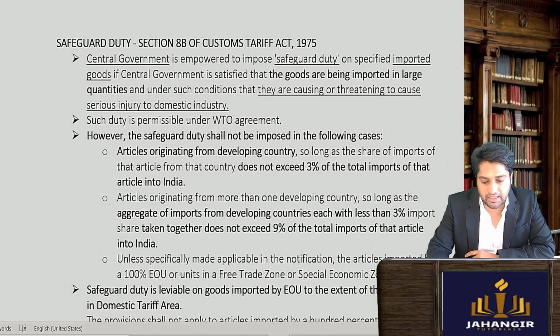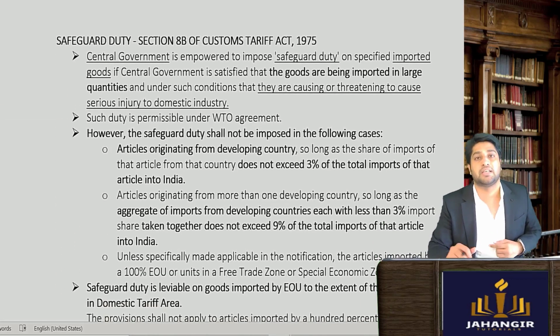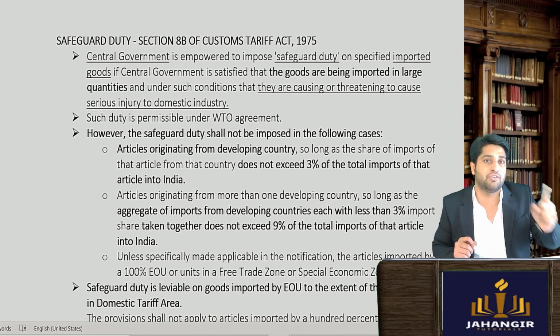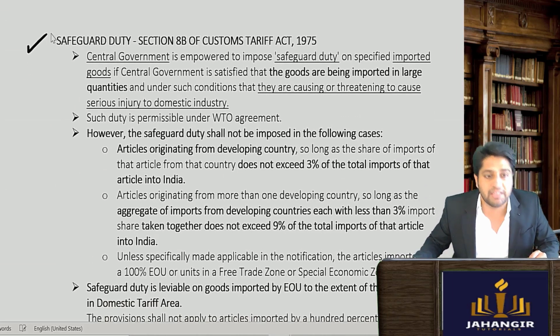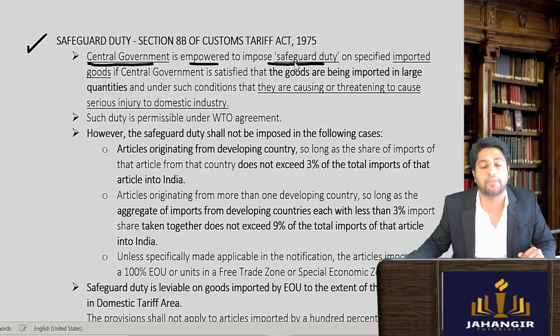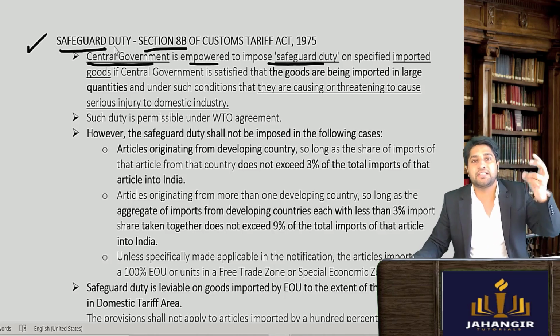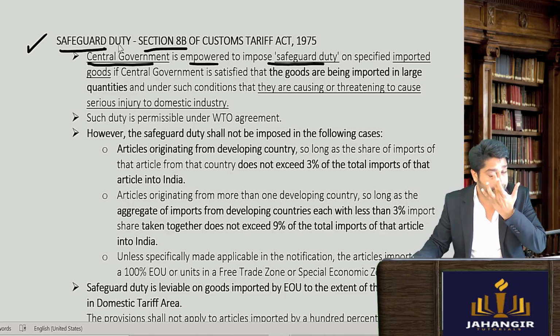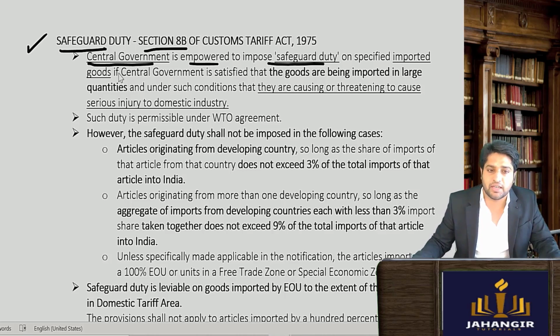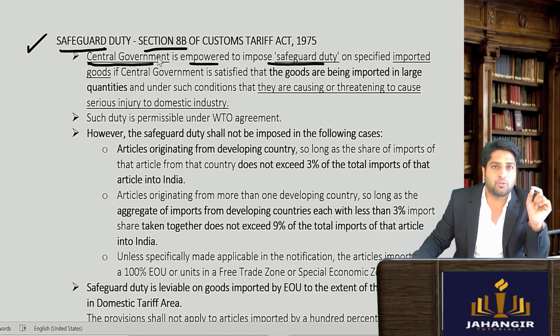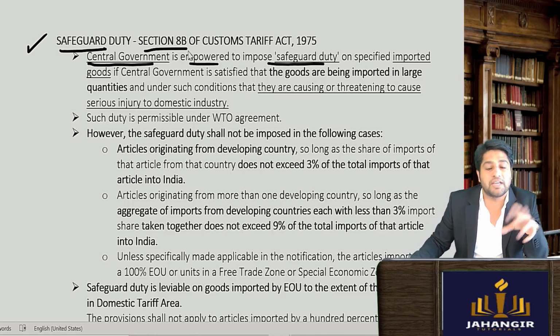Now can you tell me who had the right to protect the domestic industry, who recommends? The Tariff Commission. Section 8 is also similar, but who will recommend? The central government is empowered to impose safeguard duty. Okay, so safeguard duty is given in your section number 8B. Sections 6 and 7 were protective duty. Section 8 is your safeguard duty. What does safeguard duty say? That the central government is empowered to impose safeguard duty.